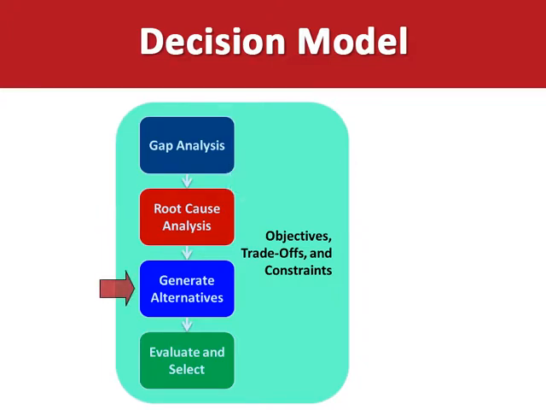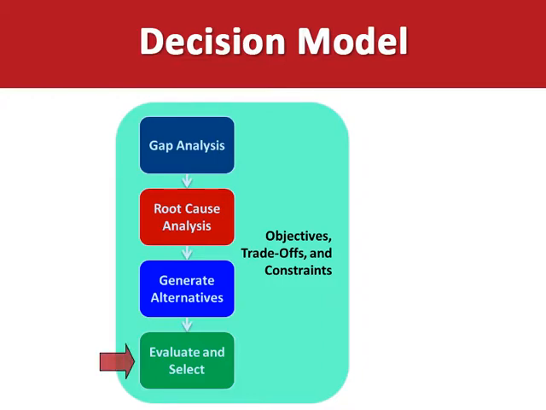Now, the next step, once you know the root causes of a problem, is to generate alternatives. Now, unfortunately, we're not going to say much about that in this course because that's ultimately a creative process. But it should make sense to you that the quality of your decisions is very much influenced by the quality of the alternatives that you or your team generate.